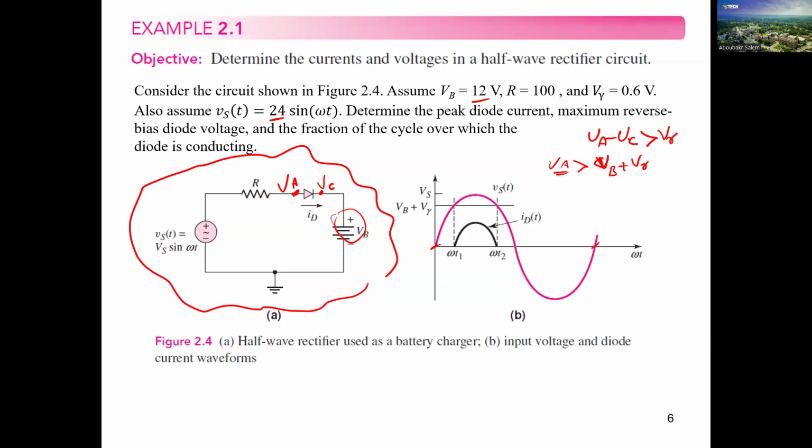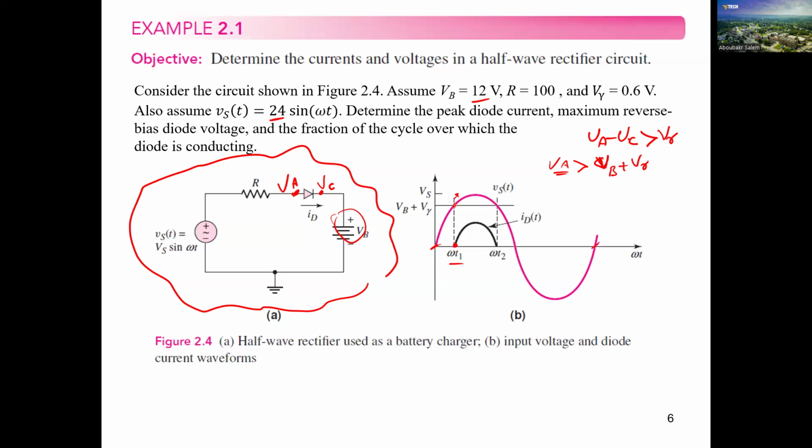This will happen at which time? We don't know. Let's assume this time is called omega T1. This angle is omega T1. The time is T1. And this is the amount of current here. So this is I, and we don't know the value yet. We need to make the calculations now. I will start when V supply is greater than, after this point in this direction, V battery plus V gamma. So this is the condition now, guys. This is the first point.